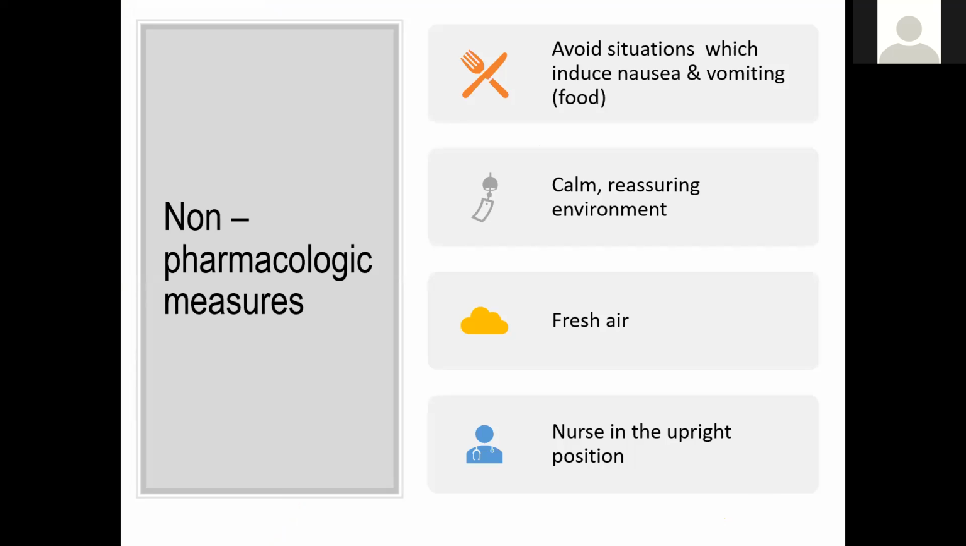So there must be some particular food or smell of food that they may not like. If possible, avoid such situations which can actually produce nausea and vomiting. Next thing would be good environment and fresh air.